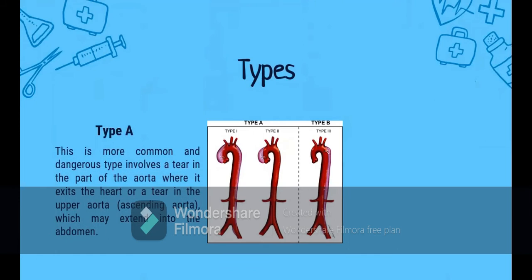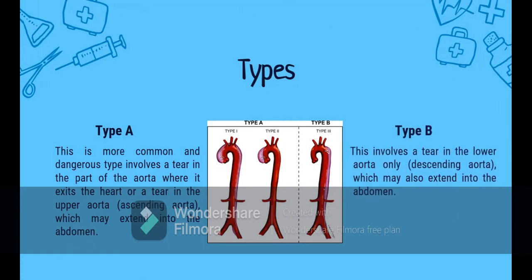The types of dissecting aorta. Type A. This is a more common and dangerous type that involves a tear in the part of the aorta where it exits the heart, or a tear in the upper aorta which may extend into the abdomen. Type B. This involves a tear in the lower aorta only, which may also extend into the abdomen.